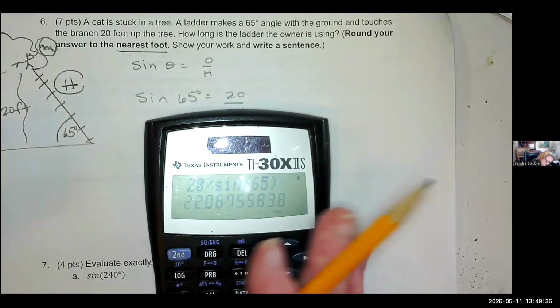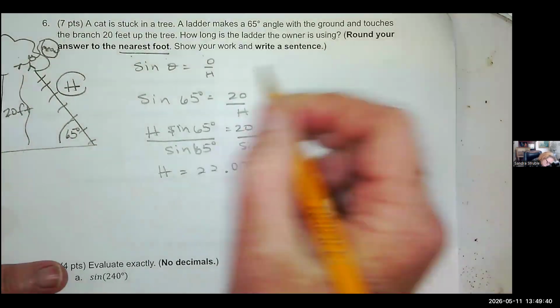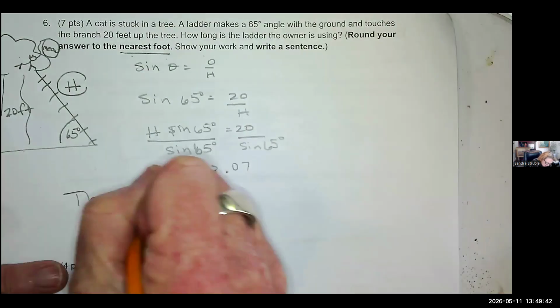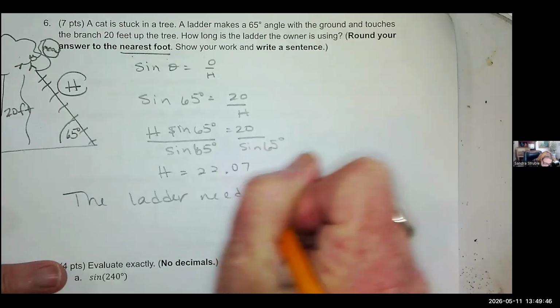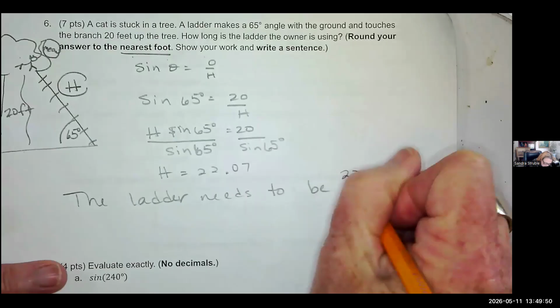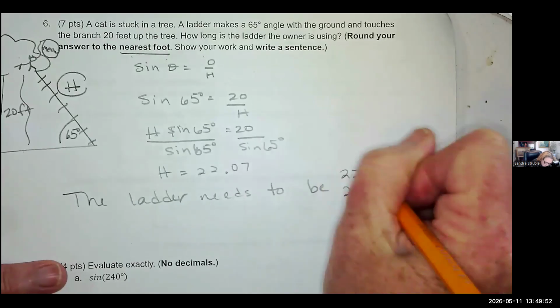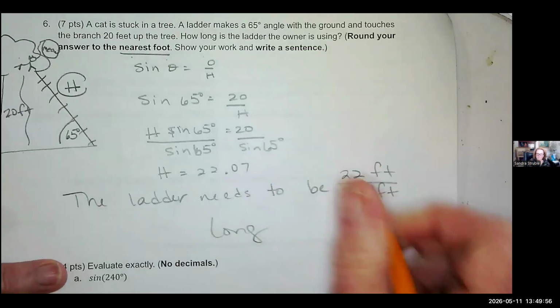But we're past that. All right, so the ladder needs to be, and I would have accepted 22 or 23, but there needs to be units, feet long. Either one of those would have been acceptable, okay?